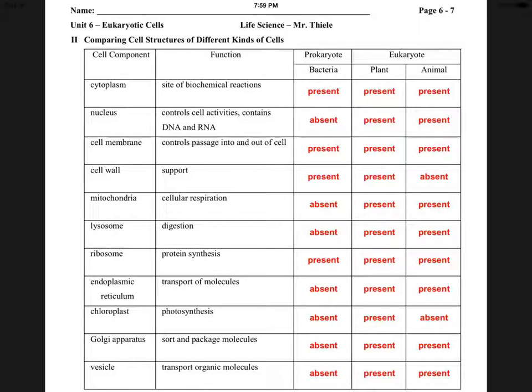All right, so you should be able to be given any one of these cell components. You should be able to tell me its function, and you should be able to tell me if it is present or absent in bacterial or prokaryotic cells, eukaryotic cells, whether it's present in plant cells, and animal cells. You should be able to essentially answer any cell within this table. All right, that's it for our Unit 6 notes.